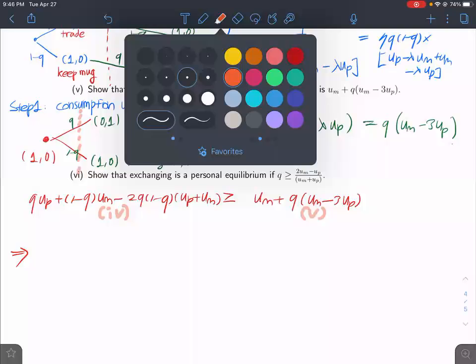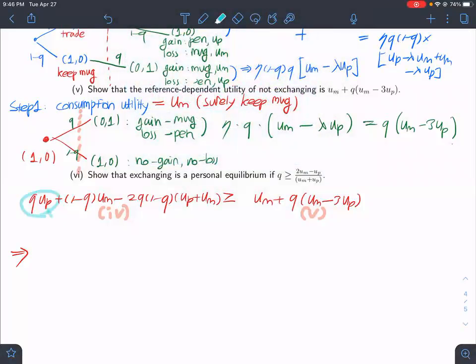Let me send this light blue guy to the right hand side. No. Let me send this guy to the right hand side. So I was just trying to eliminate this UM at the right hand side. To do that, let me move this light blue guy to the right hand side like this. Then we have QUP minus 2Q 1 minus, I don't need to write this. Copy and paste.